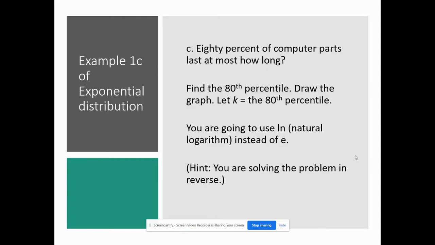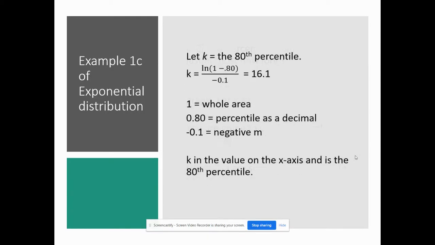80% of computer parts last at most how long? All right, this one's a little bit different because now instead of getting the area, I'm given the area and I have to find the exact value of how long it would last. So I'm going to convert 80% to the 80th percentile. So k equals the 80th percentile. So I'm going to use the natural logarithm instead of e, which is ln. Okay, so this is what you do.